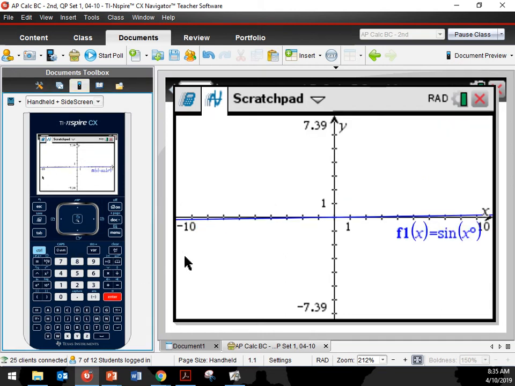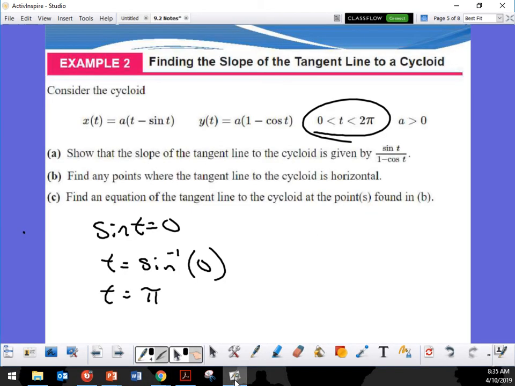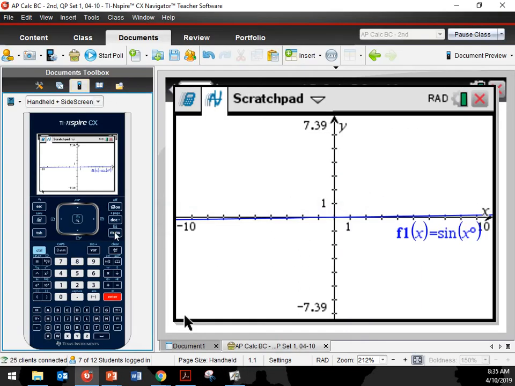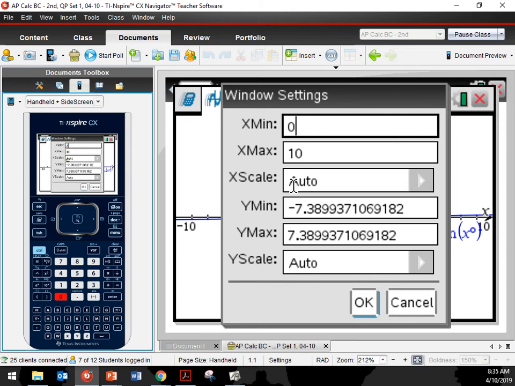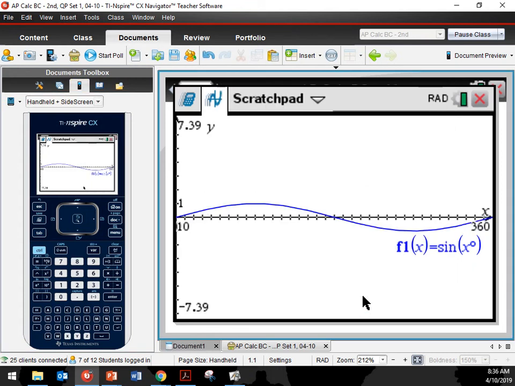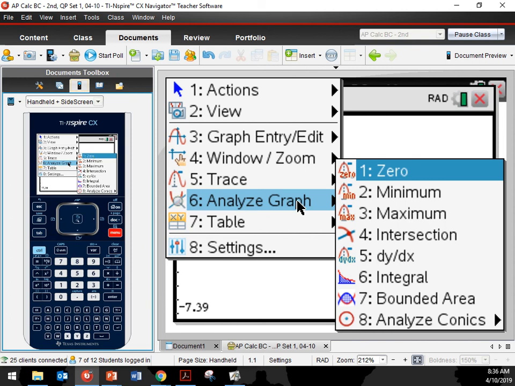Now, what is my window? What is my interval? Well, 0 to 360, 0 to 2 pi. So in degrees, it's going to be 0 to 360, right? Okay, hit enter. Bam. So right here at the end, it's equal to 0. Over here, it's equal to 0, and right here. So let's go to menu, analyze, zero.